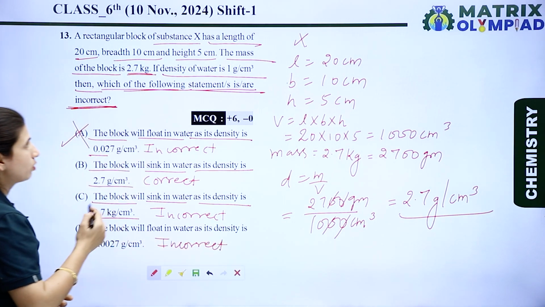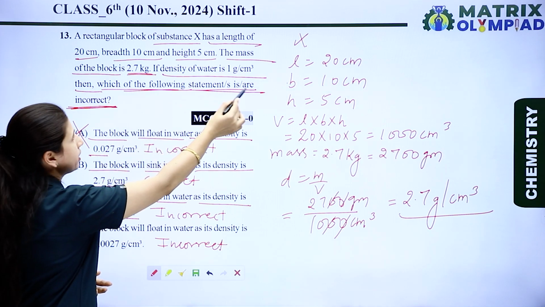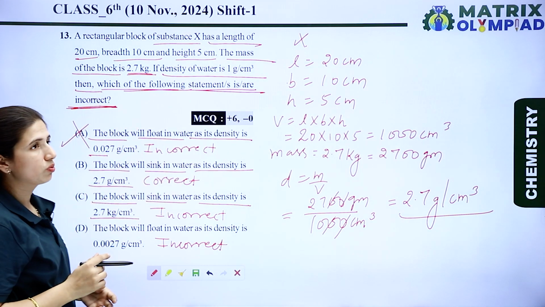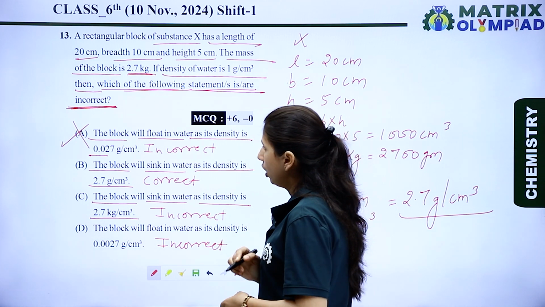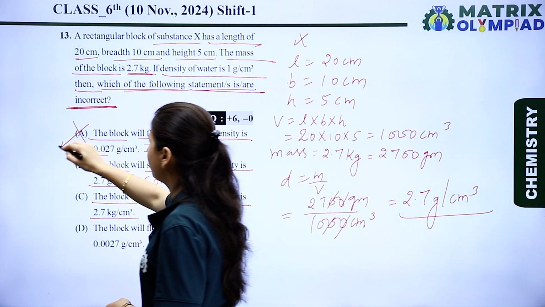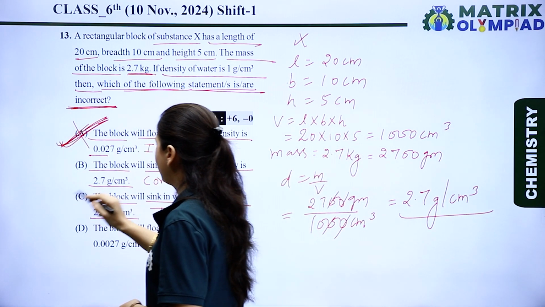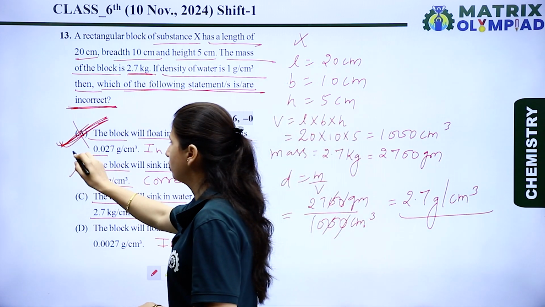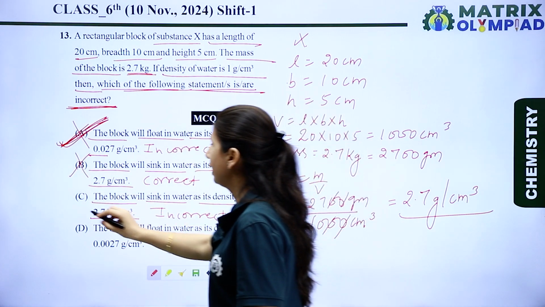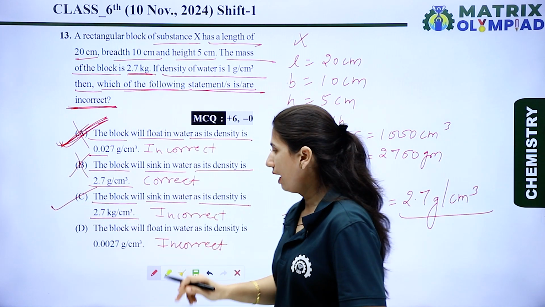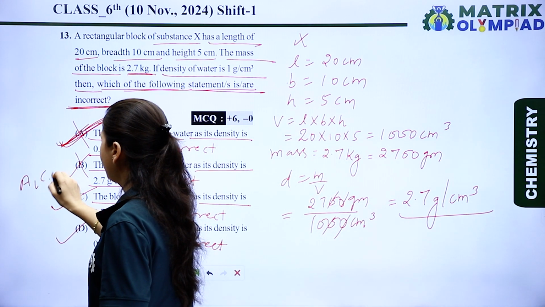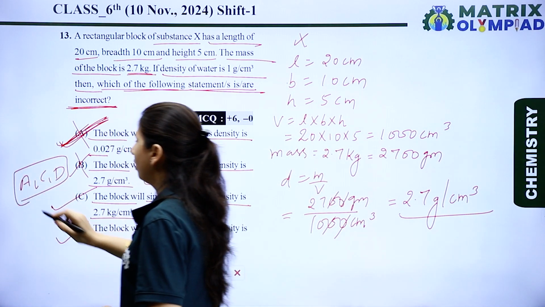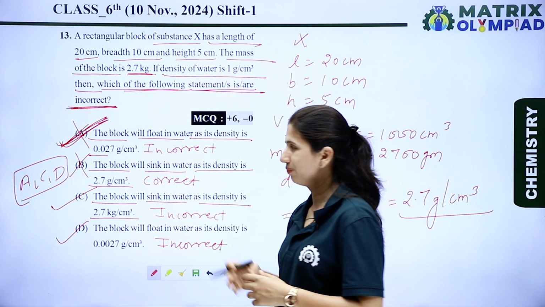Now let's see the question again. Which of the following statements is or are incorrect? Means in this question we have to find the statement which is incorrect. So let's see the options. The first option is incorrect, means A is the right option. Next, the second is correct, means B is not the right option. The third one is incorrect, so it is also right, and the fourth one is also incorrect. So it means A, C and D are all right options for this question.